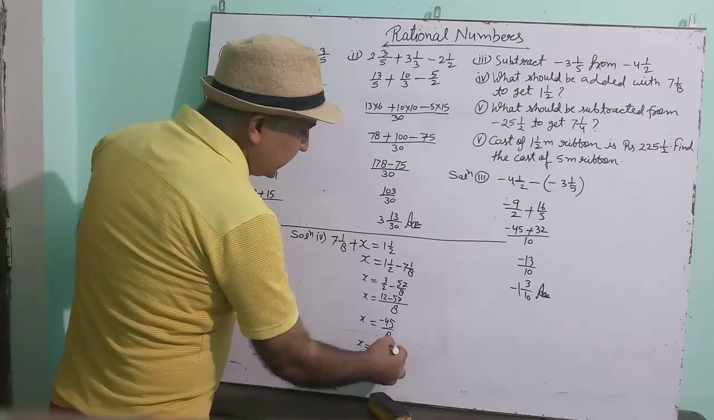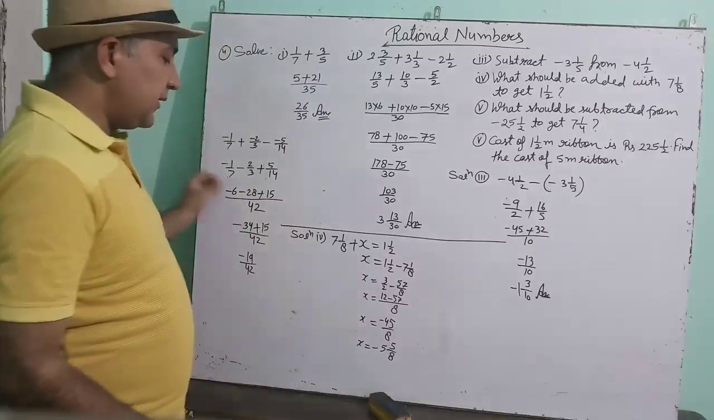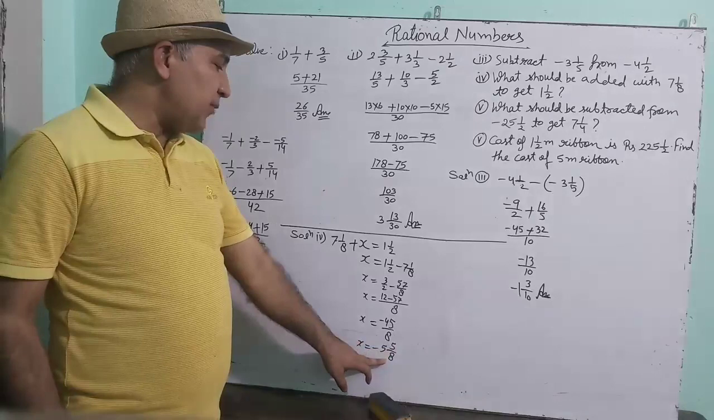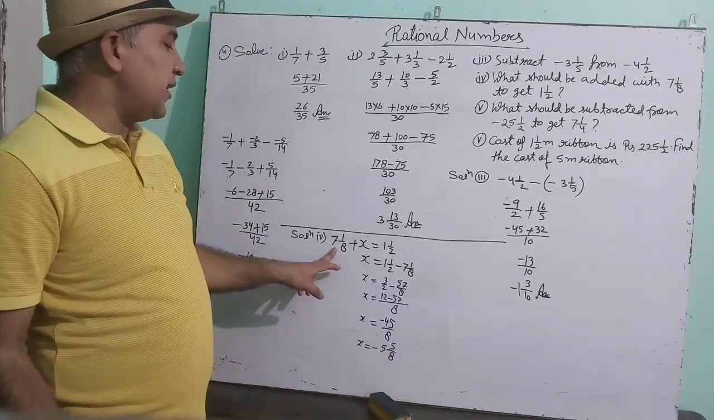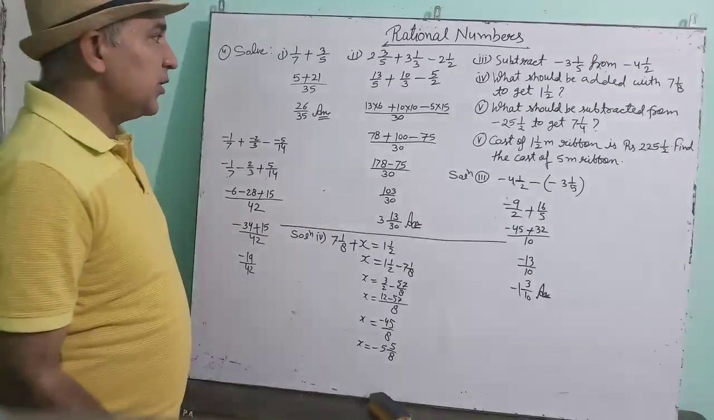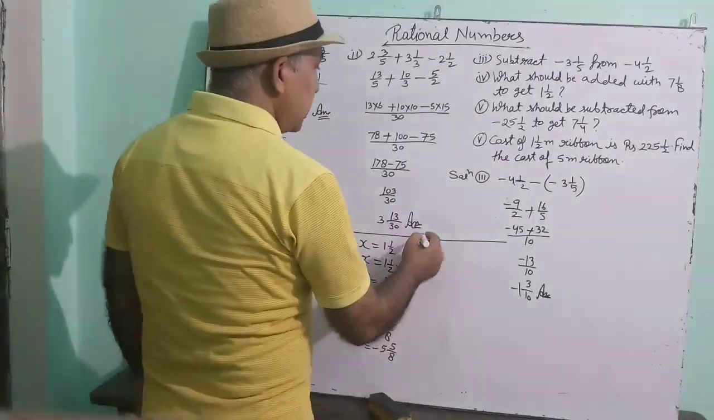Now 5 is remaining, so 5 will become the numerator. That means we should add minus 5 into 5 by 8 with 7 into 1 by 8. Then we will get 1 into 1 by 2. Okay. Now see the fifth one.